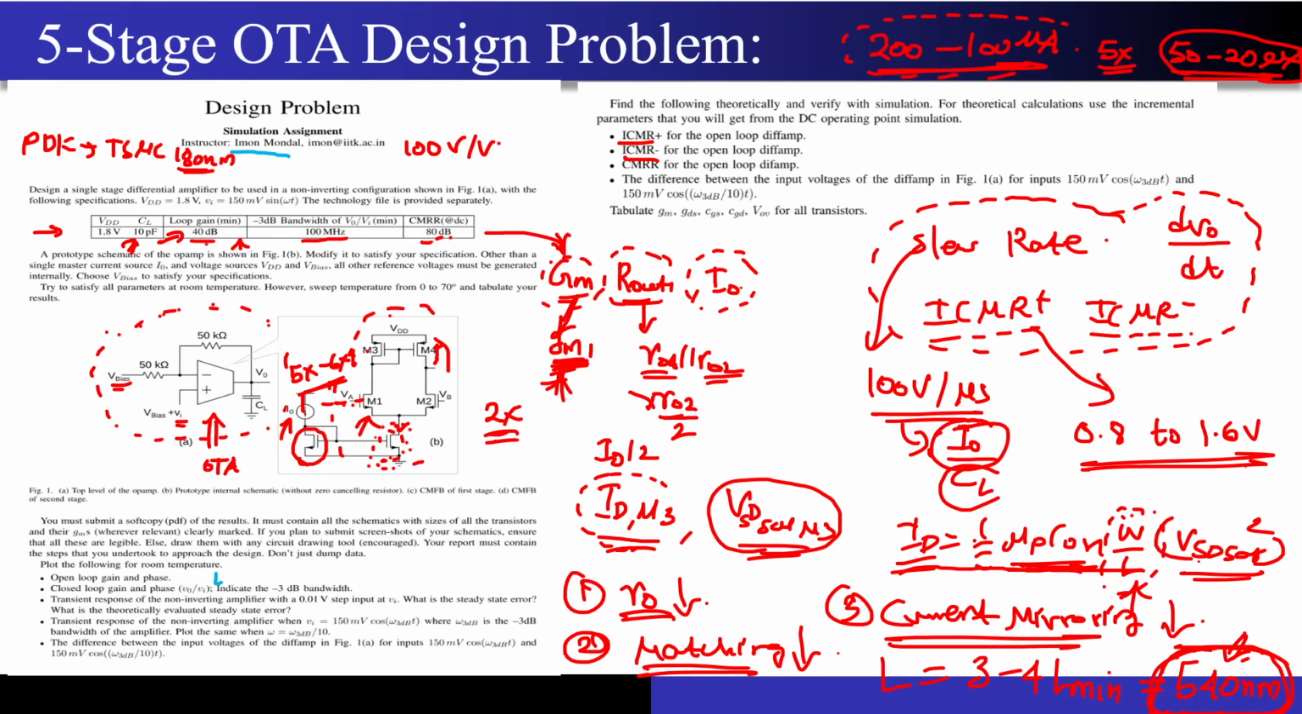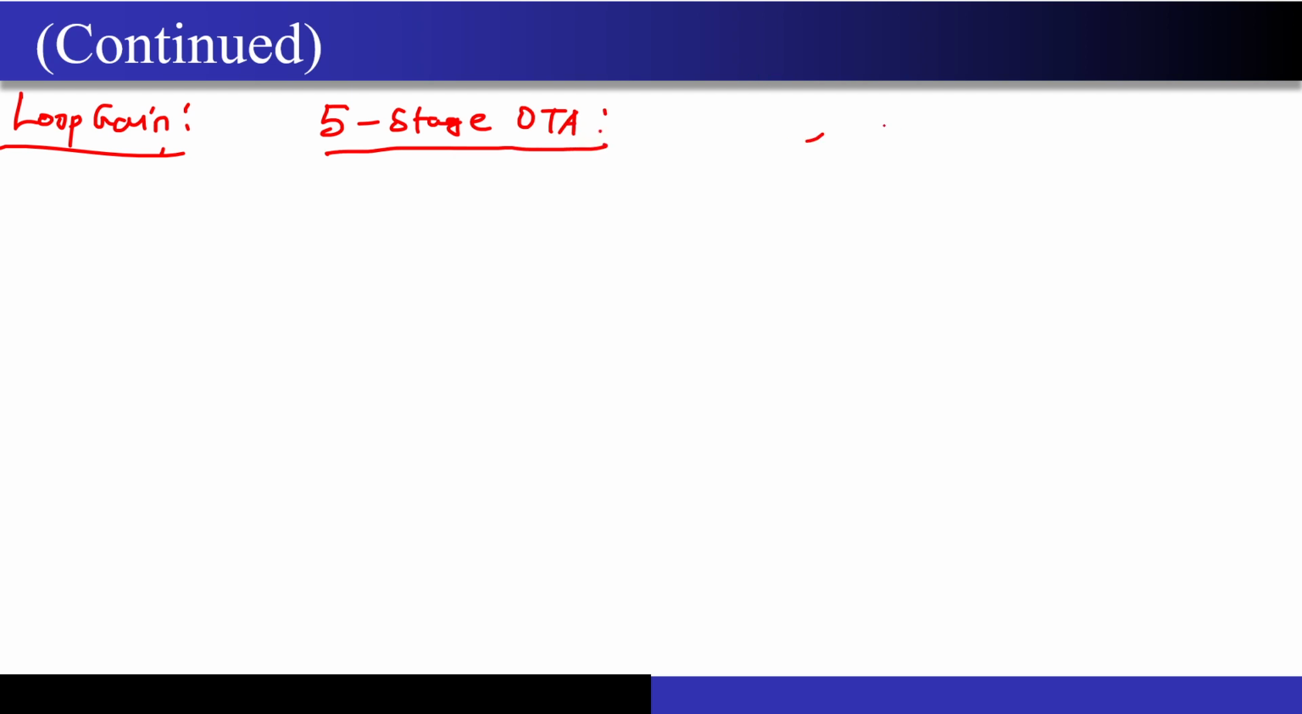Correct? So now let's start with the loop gain first. Okay, so now what we are going to do is this particular 5-stage OTA, that is the NMOS differential pair with PMOS current mirror active load. We can easily represent it something like this, correct? This is the GM that I have. I have some R0 that is present at the output, and then I have two terminals, correct? I can easily represent it like this, correct?